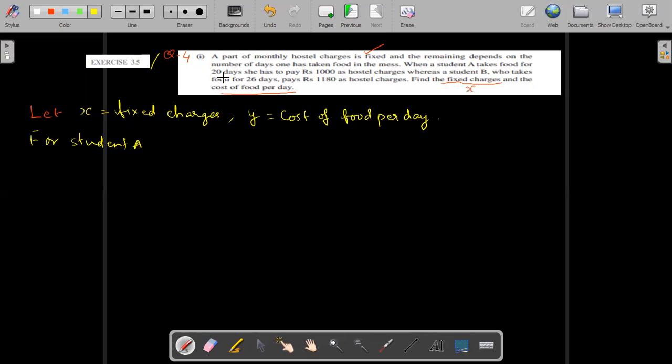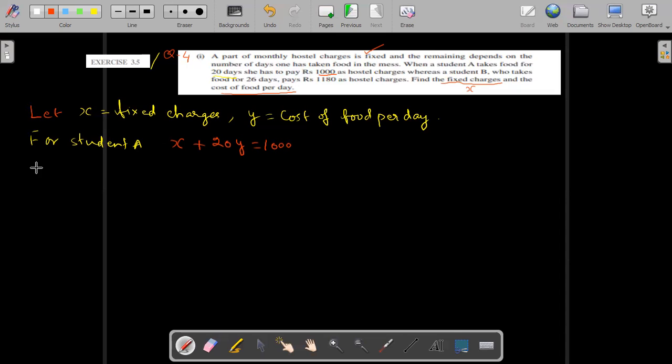he is living for 20 days. Number of days are 20, and fixed charges are always there. So fixed is X, everyone has to give. But when you are living for 20 days, y rupees per day will multiply with 20. So 20 into y. This much will be the charges that you have to pay for 20 days, and that is equal to 1000 given in the question.